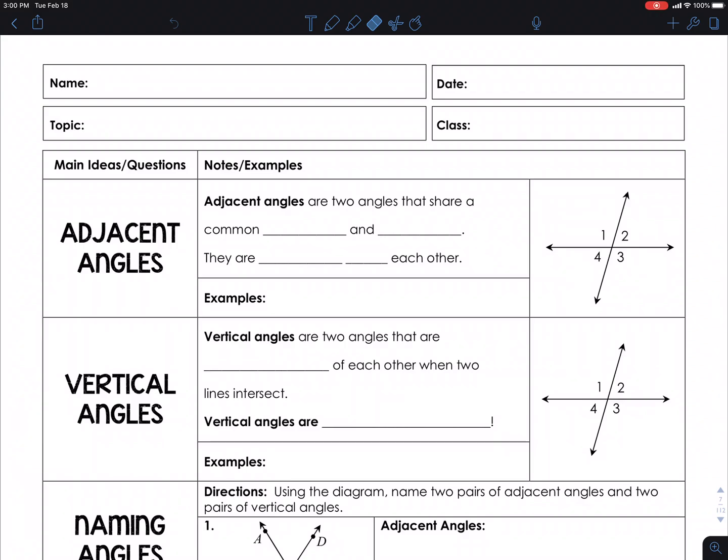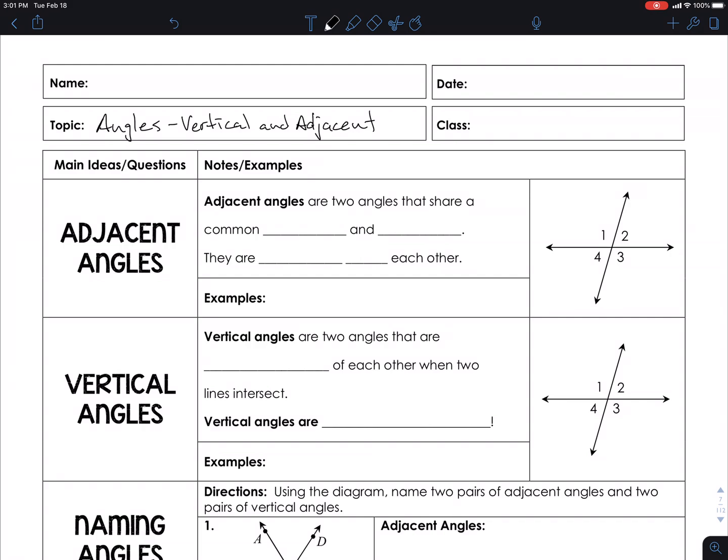Okay, today we're going to learn about some new angle types. Our topic is still going to be angles, but the main things we're going to be looking at today are vertical and adjacent. These are two very, very important things you need to understand. They're not terribly difficult once you understand them, and they're a good thing to have in your toolbox when you're trying to figure out angles.